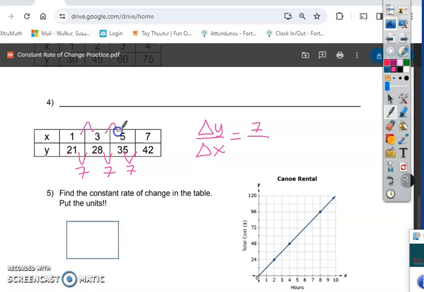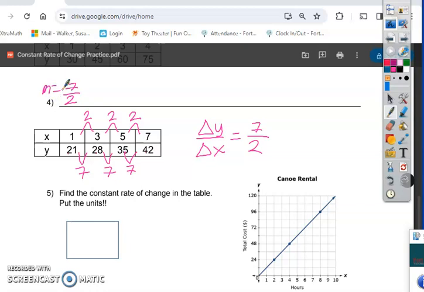Now what about this? Okay. Each of these skips by what? By 2, right? So 2 goes on bottom. So our constant rate of change is 7 over 2. That is our m.